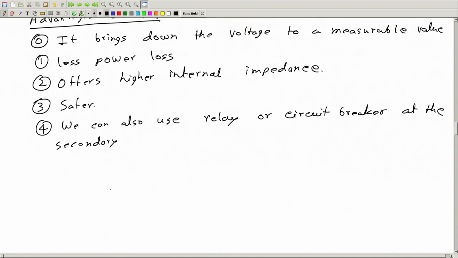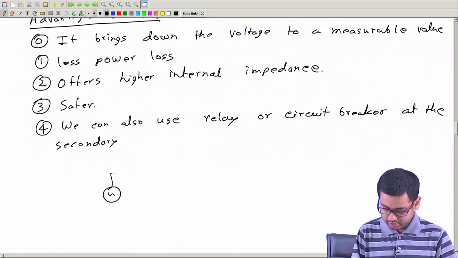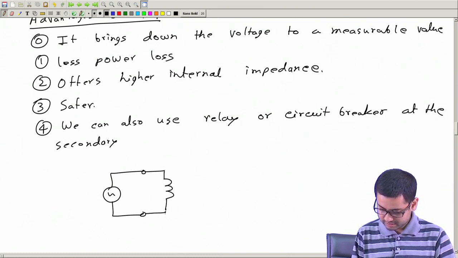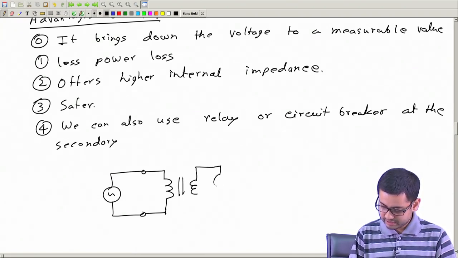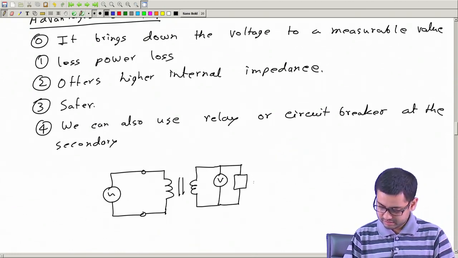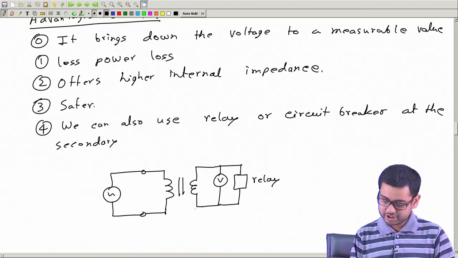So like this, if this is an unknown voltage we want to measure, we can connect it to a step down PT transformer, and then here we can connect the voltmeter which will indicate the voltage. We can connect a relay, circuit breaker, whatever we want, other instruments like this.